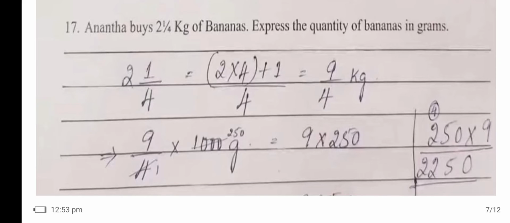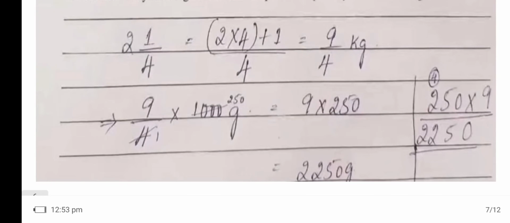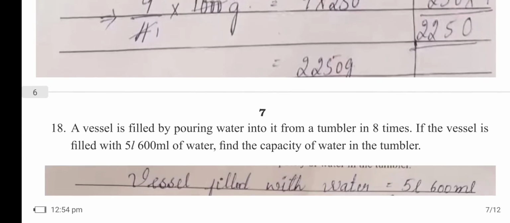Ananta buys 2 1/4 kg of bananas. Express the quantity of bananas in grams. So 2 1 by 4, when we take the denominator up, is 2 into 4 plus 1 divided by 4. 4 2s are 8, 8 plus 1 is 9, so 9 by 4 kg. So this 9 by 4 into, 1 kg is equal to 1000 grams, so we write 1000 over there. When we calculate, 9 into 250 after cancelling, which is equal to 2250 grams. So this is your answer in grams.